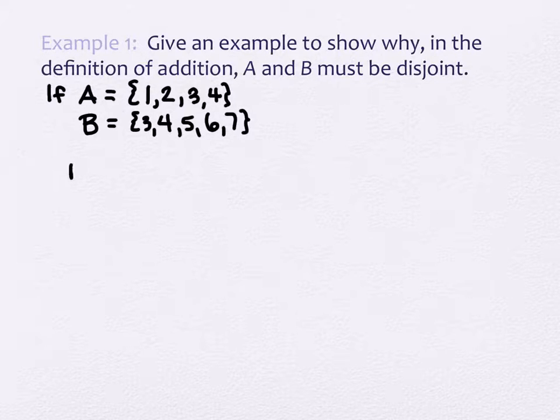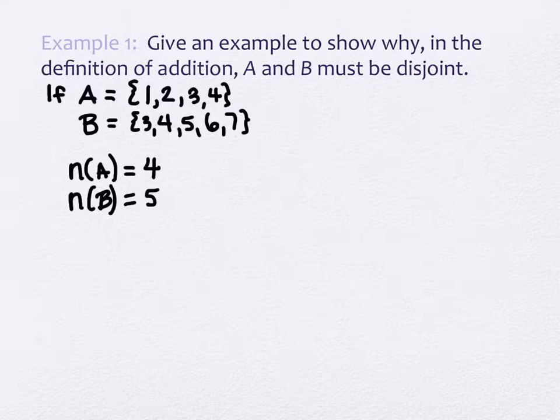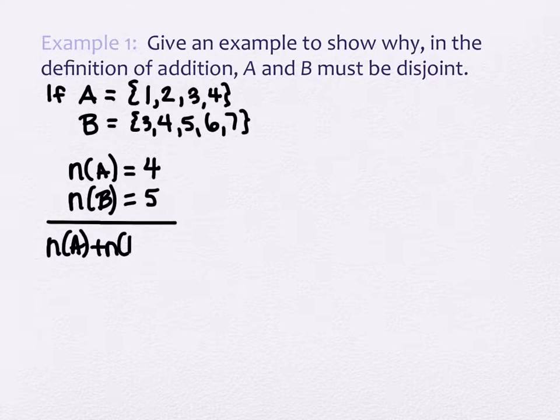So what I want to show you is that if you count now, I meant to do A first. What are the number of items in set A? 4, right? N of A means count the number of items in the set. N of B, the cardinality, what are the number of items in set B? There are 5.